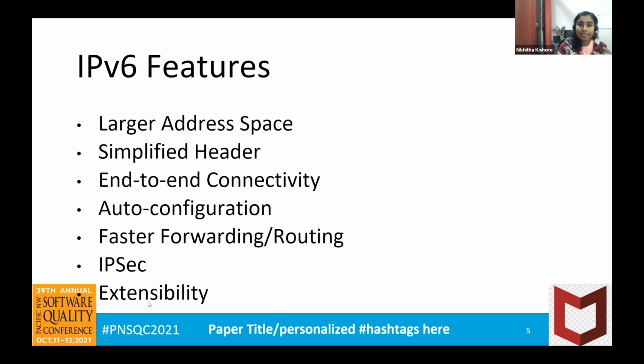The next thing is extensibility. As I told, there are a lot of options to add into your header, which allows for a lot of information that you can append into the extension header, which is there with IPv6. So that is another feature, extensibility. As I told, IPv6 has a lot of good features. It comes with, most importantly, the bigger address space, which is the biggest feature that it offers.